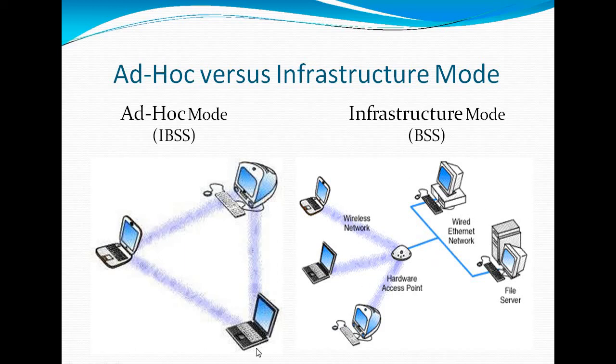So here you can say here is a point to point connection, and in this infrastructure mode you can say here are two different computers, that is file server, and you can say here is the file server. Servers are interconnected with different hardware access points, wireless network, and their laptops.